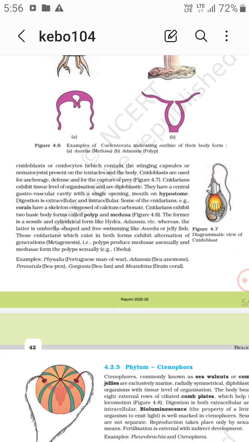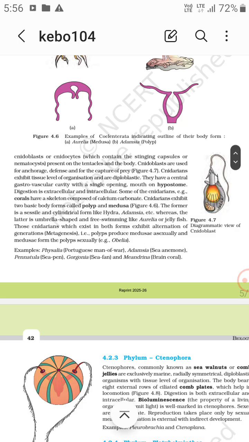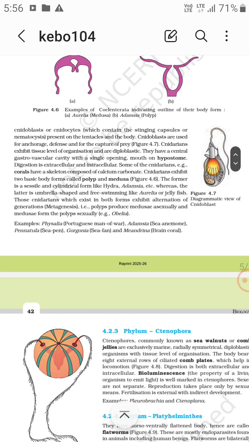So, the Cnidaria exhibit two basic body forms, that is polyp and medusa. Now, the polyp is sessile and cylindrical, that is Hydra and Adamsia, whereas the latter, that is medusa, is umbrella shaped, free swimming like Aurelia or jellyfish. So the Cnidaria which exist in both forms exhibit alternation of generation, that is metagenesis, that is polyps produce medusa asexually, and medusa forms the polyps sexually, that is Obelia.